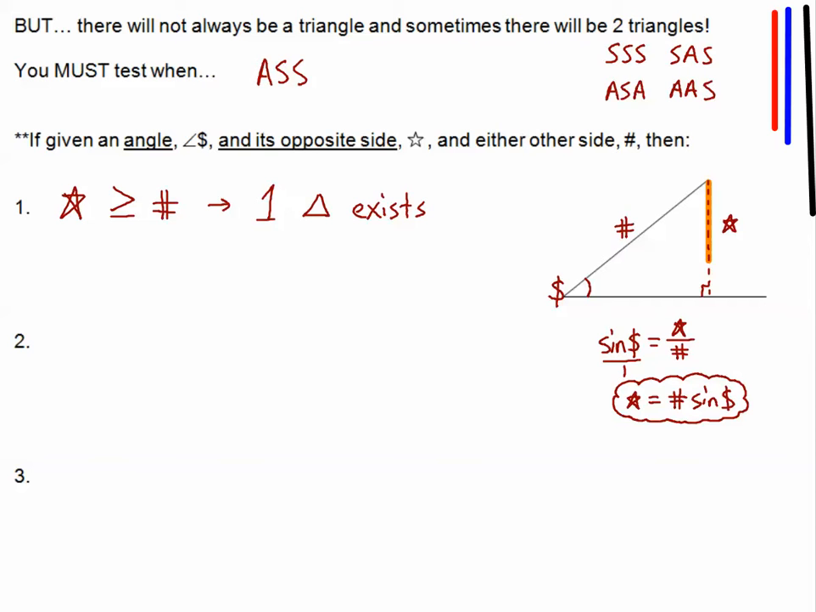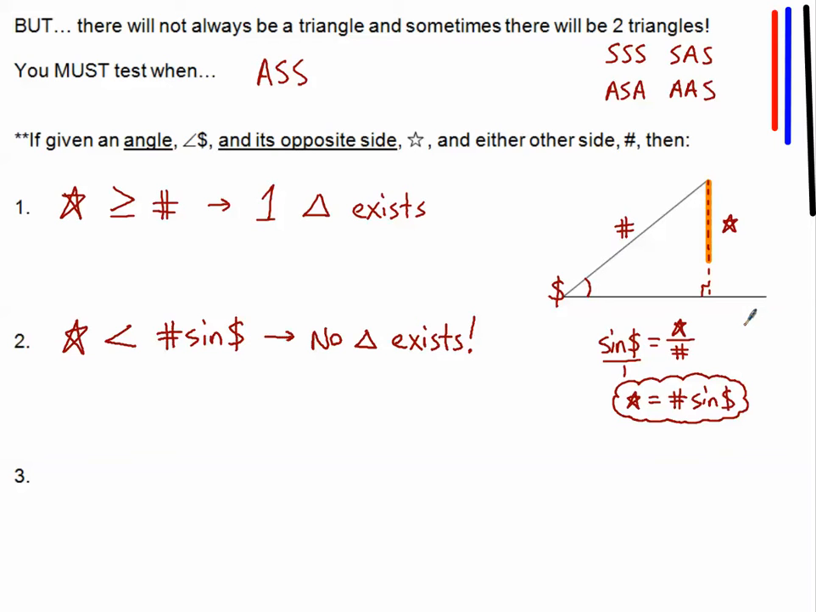And that's our second case. If the star is less than the hashtag times the sine of dollar symbol, this magic number, if we're less than that, then we don't even have a triangle. No triangle exists. That's kind of nice because then there wouldn't be work, but we still need to be able to prove why. So if we draw a picture like this, side star has to at least be this number times the sine of this number just to even make a triangle.